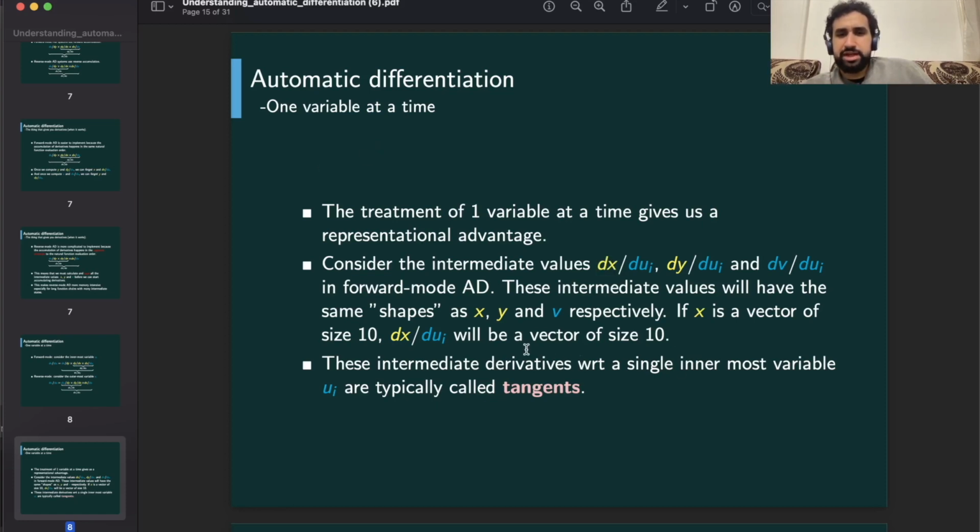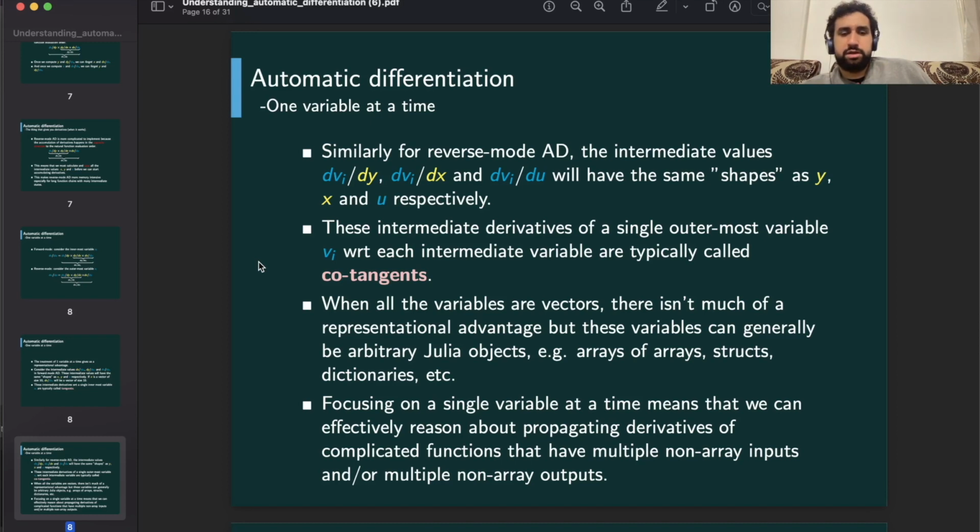Now, these intermediate derivatives, when we're going in the forward direction, are typically called tangents. For each innermost variable ui, essentially, that's the derivative of all the intermediate variables with respect to a single innermost variable ui, and that's typically called the tangent.